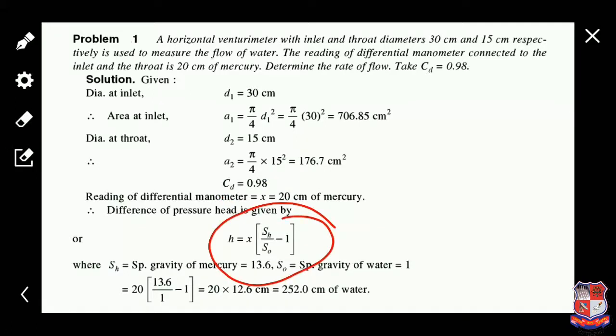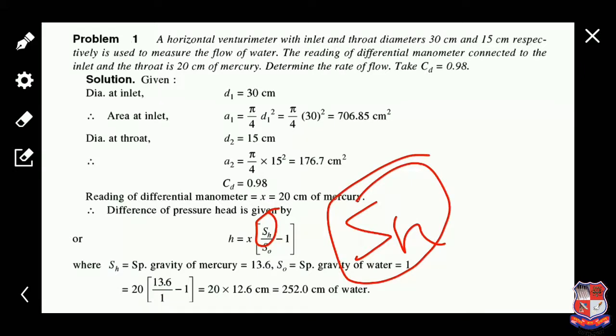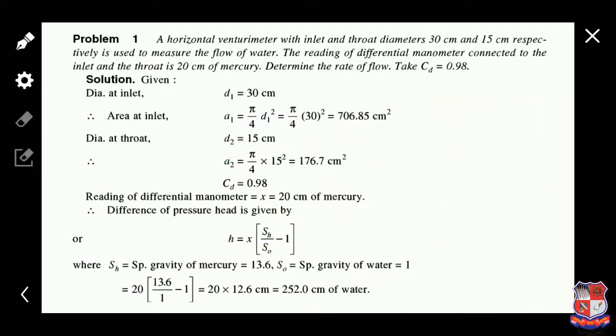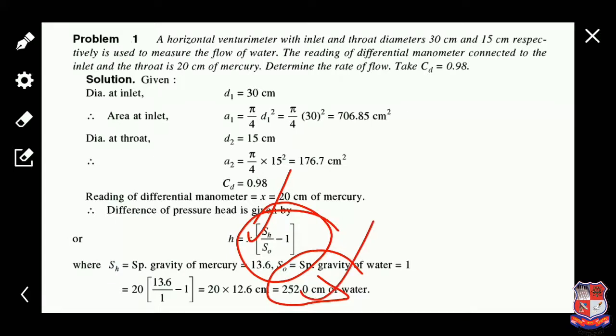Now we know that h is found from the equation h is equal to x, SH upon SO minus 1. SH is the specific gravity of the heavy liquid, which is mercury, and SO is the specific gravity of the flowing liquid, which is water. We know that the specific gravity of mercury is 13.6 and the specific gravity of water is 1. So we find the value of h is 252 centimeter, since x is given as 20 centimeter.